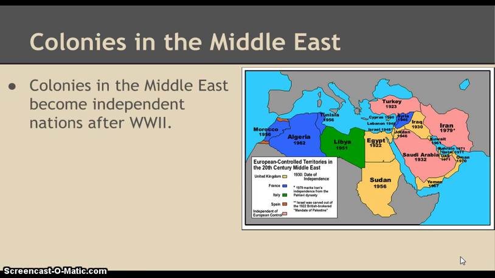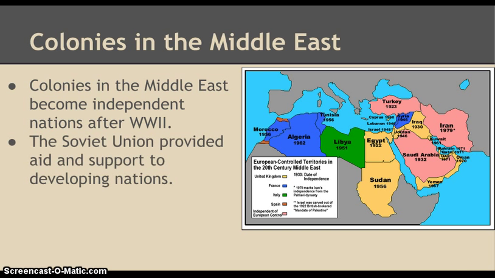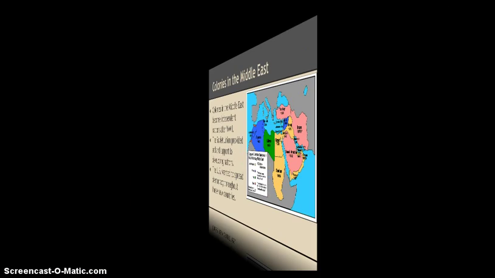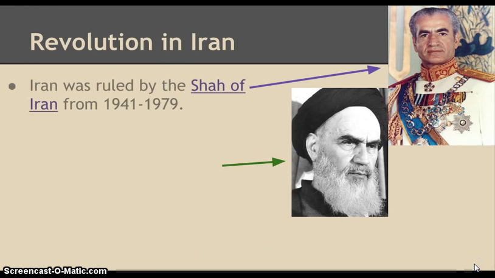Now, just like we had discussed earlier, a lot of these countries start off as colonies, and then after World War II, they become their own independent nations, right? And the Soviet Union is going to try and help prop these developing nations up, giving them money, giving them aid, trying to spread communism there, while the U.S. is going to try and do the same, but trying to spread democracy. So here's that Cold War tension, that Cold War conflict that is now going to start creeping into the Middle East. The first country we'll look at is Iran.